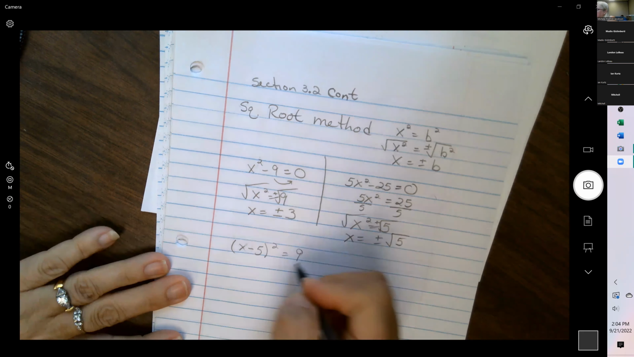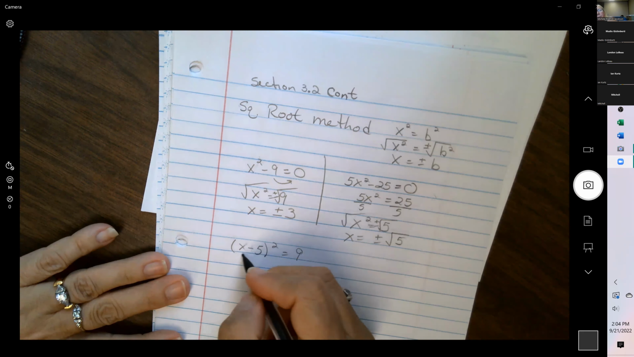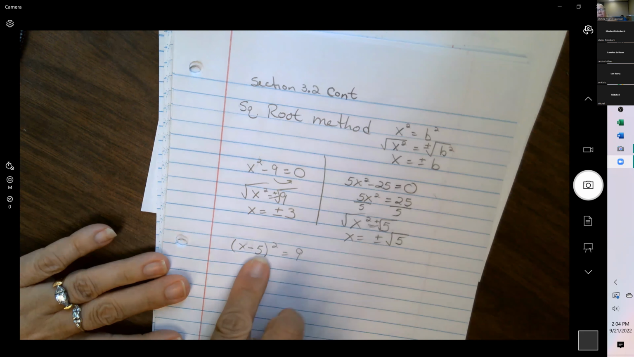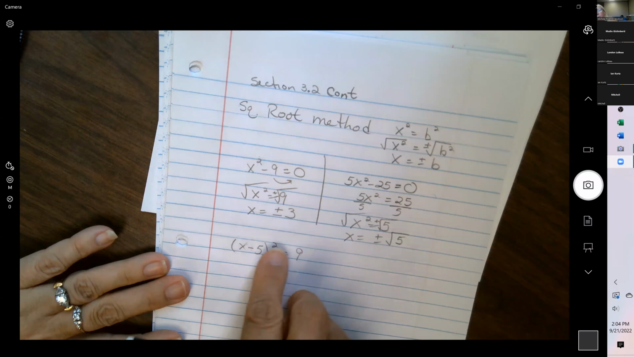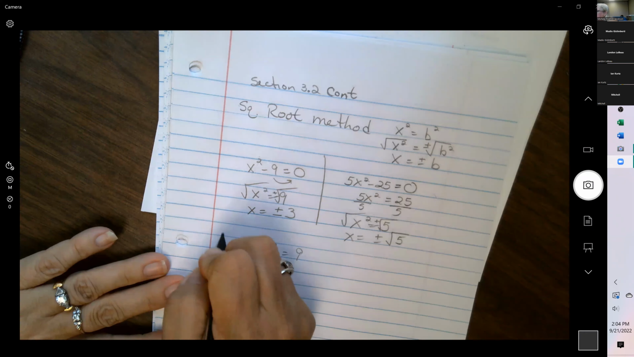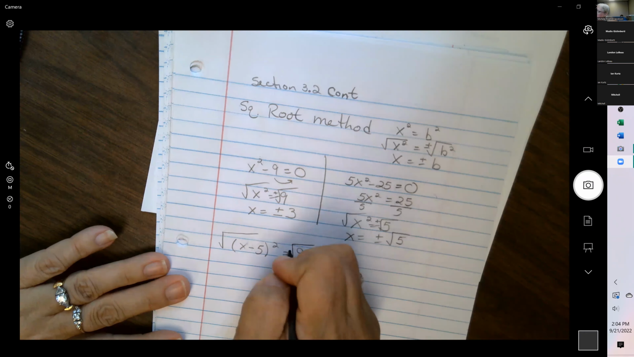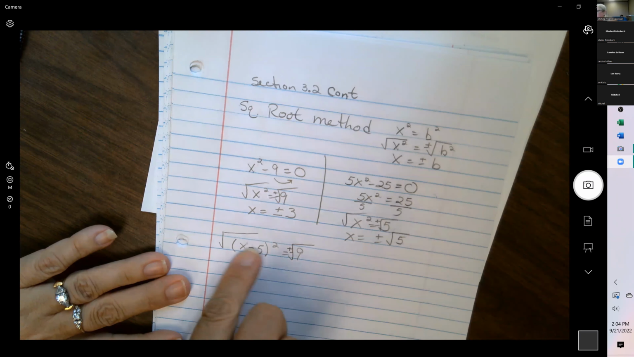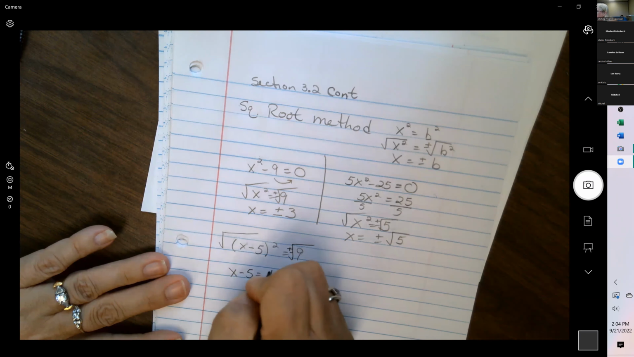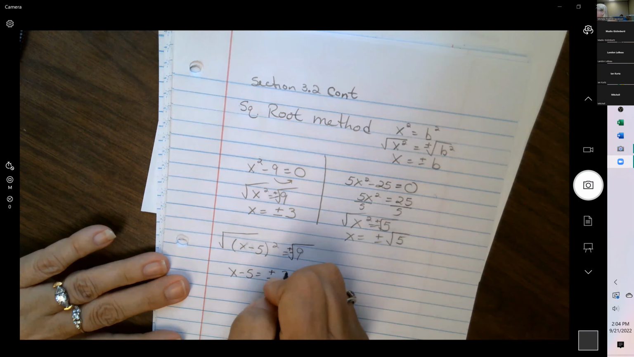So we take the square root. This whole thing is being squared, so we don't have to move the 5, because if we were going to move the 5, we'd have to square this first by foiling it. But since this is all squared, we can take the square root first. It still leaves a positive and negative over here. And the square root of this would just be x minus 5 equal to a plus or minus square root of 9, which is 3.